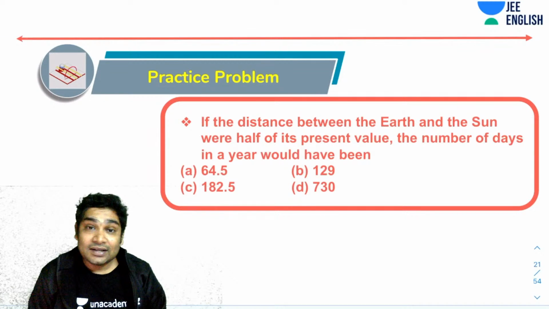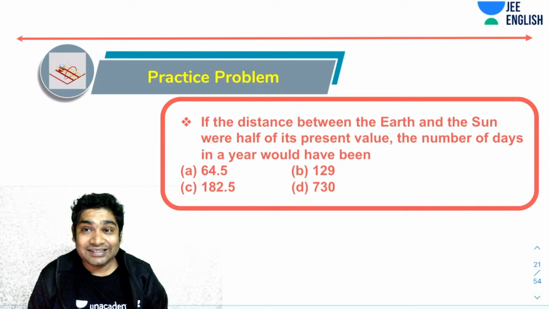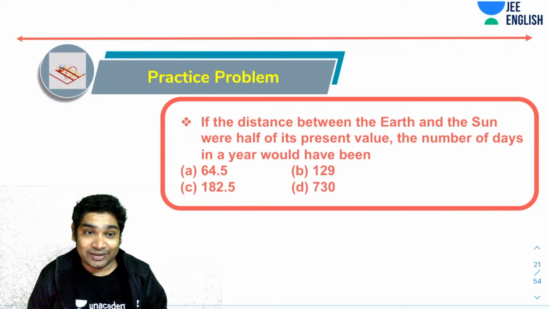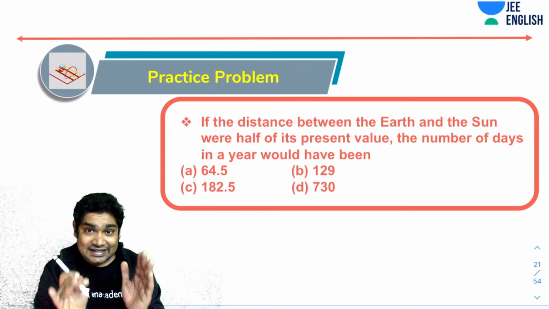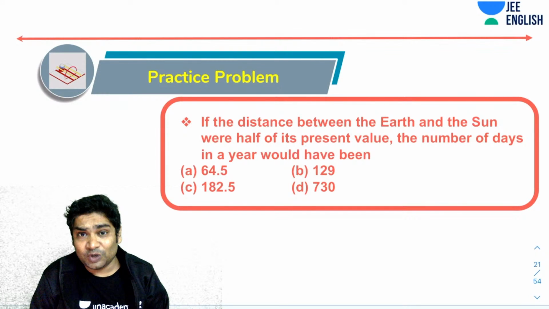All right. So moving on to the next question, let's get some more practice. If the distance between the Earth and the Sun were half of its present value, the number of days in a year would have been. So if the distance is reduced to half, what will happen to the number of days? What would you think?